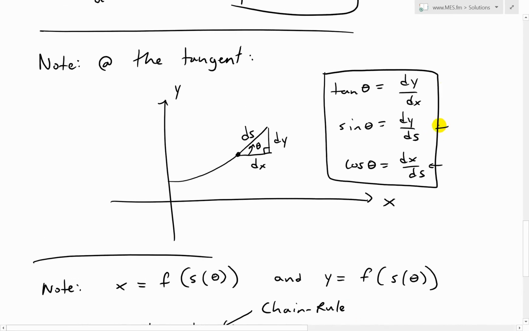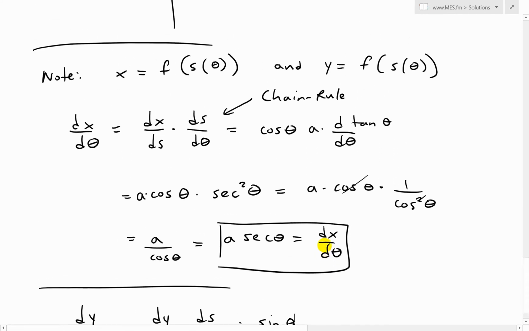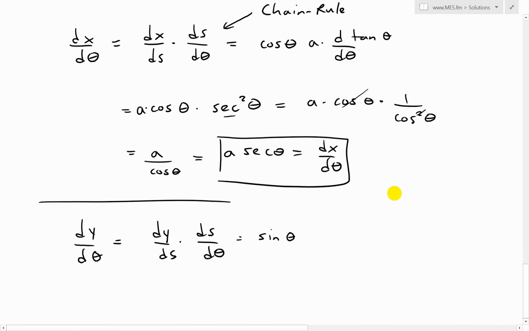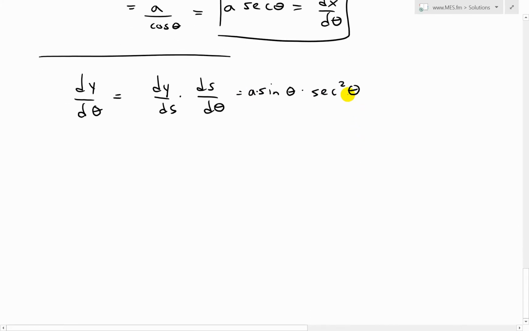That is right here, that's sine theta. So this equals sine theta, and then multiply by this ds over d theta. We already know that. That is just this, the derivative of a tan theta. So we could put the a in front here and just write this as secant squared theta. But again, to simplify it further, this is going to be equal to a sine theta times 1 over cosine squared theta. Or we could break this up into cosine theta and then put another cosine theta here, the same thing as 1 over cosine squared theta.